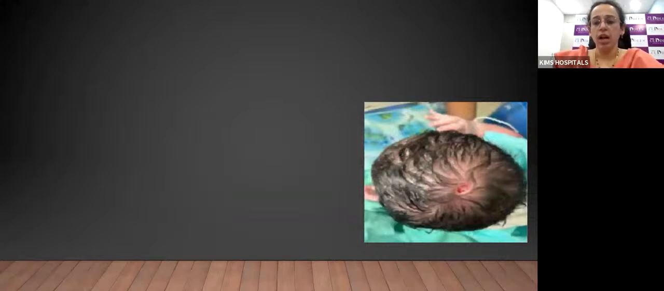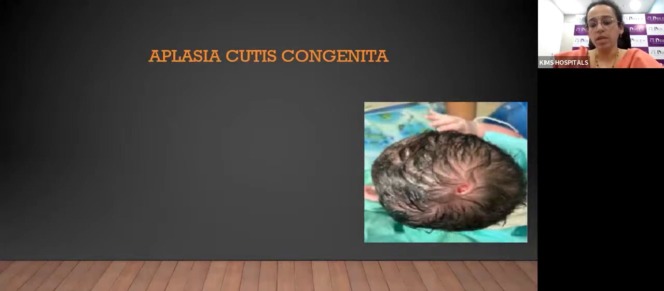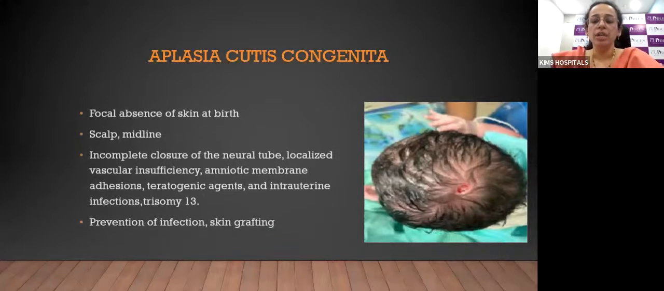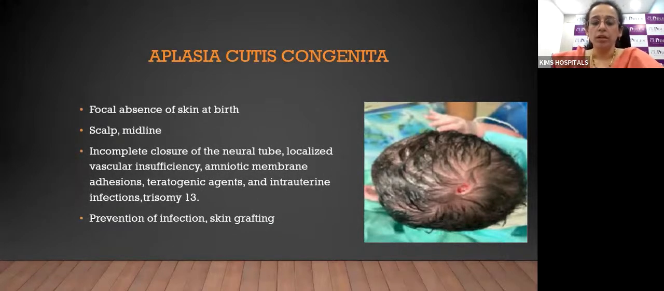So coming to the last slide of the presentation. Here we can see a small punched out area in which there is no epidermis, and the subcutaneous fat or muscle is seen. So this is aplasia cutis congenita. It is rare but occasionally seen in babies. It is associated with some conditions such as trisomy 13. There is a focal absence of skin at birth, usually in the midline areas, and the more common area associated is the scalp.